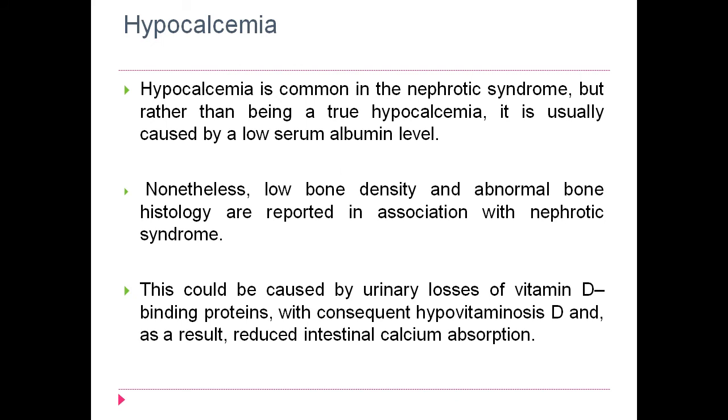Hypocalcemia is common in nephrotic syndrome, but rather than being a true hypocalcemia, it is usually because of low serum albumin. However, there are reports of low bone density and abnormal bone histology in nephrotic syndrome, and this can be due to urinary loss of vitamin D binding proteins, which leads to hypovitaminosis D and, as a result, reduced intestinal calcium absorption.